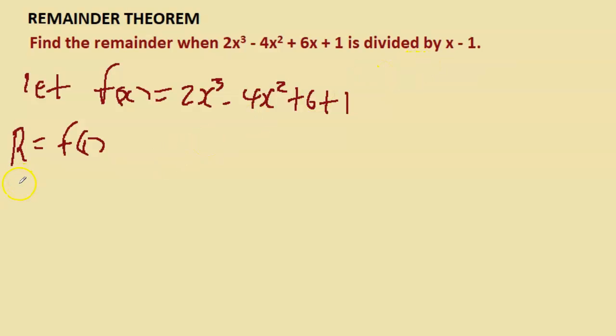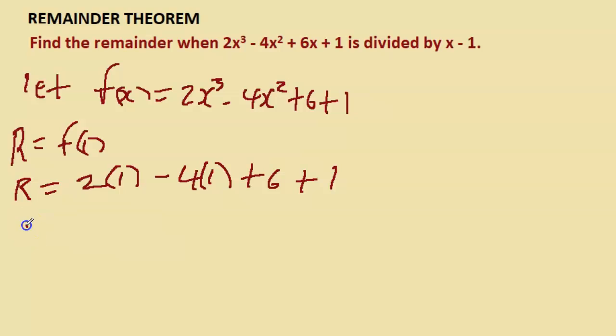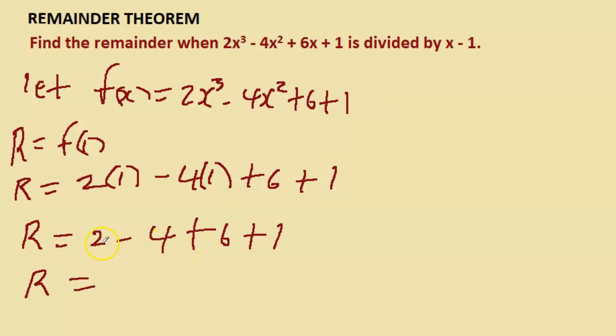So f of 1, you replace x with 1, right? So f of 1 will be 2 times 1 cubed, and 1 to any power is 1, right? So 1 cubed is 1, minus 4 times 1 squared, so 1 squared is also 1, plus 6 plus 1. So r is equal to 2 times 1, that's 2, minus 4, plus 6, plus 1. So what's this now? 2, 1, 6, 8, 8 and 1, 9, 9 minus 4, 5. So the remainder is 5. And it's as simple as that.